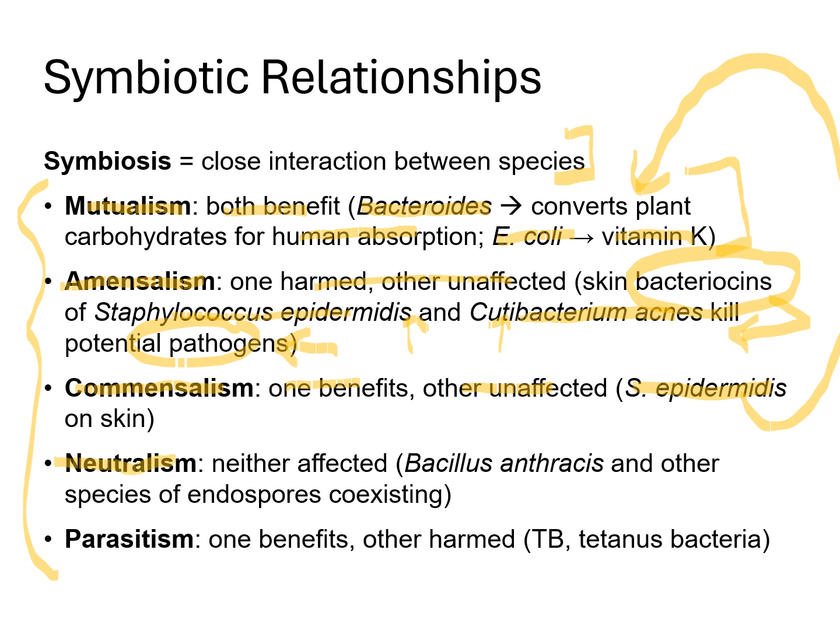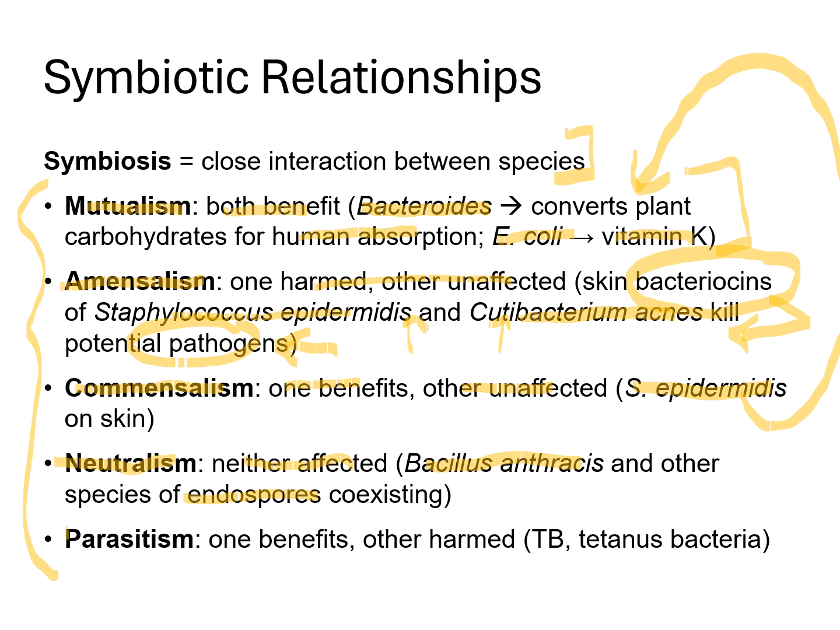In neutralism, neither species is affected. An example is Bacillus anthracis that can be in its endospore state and undergo germination into normal vegetative cells again, and they can continue to exist with other endospores without harming one another.